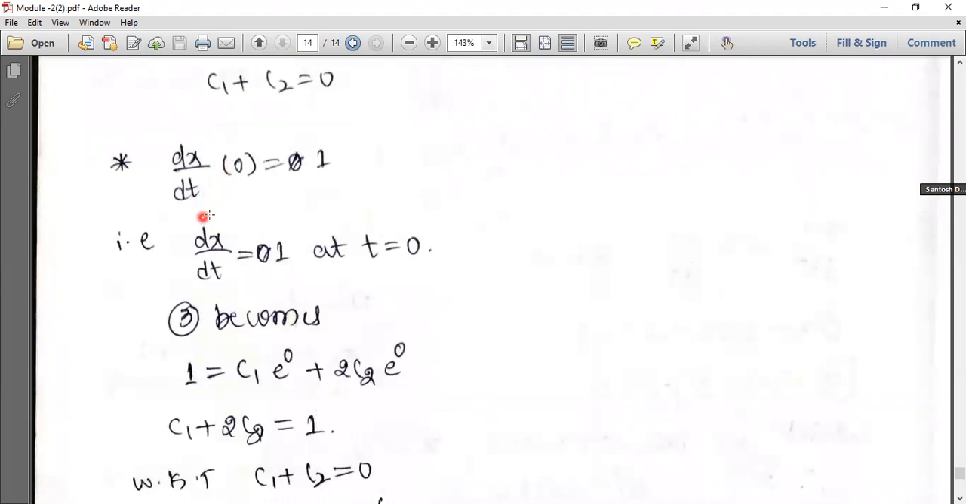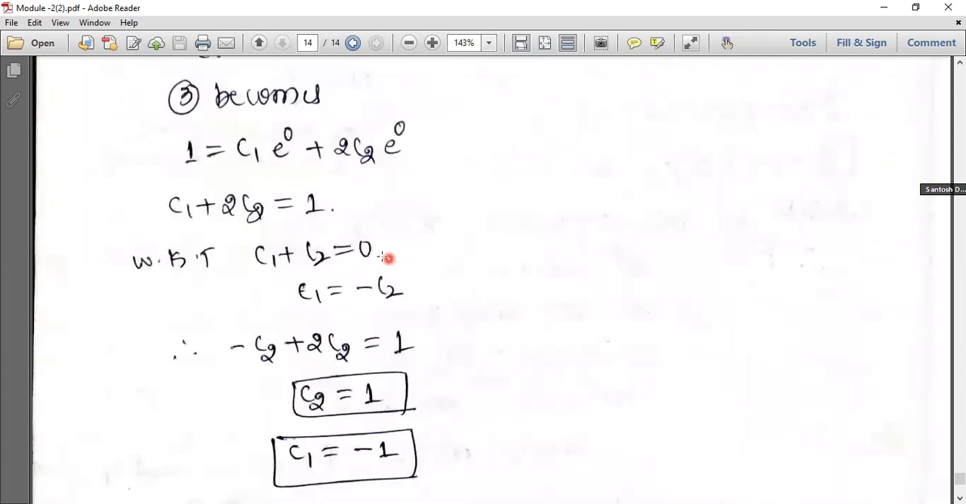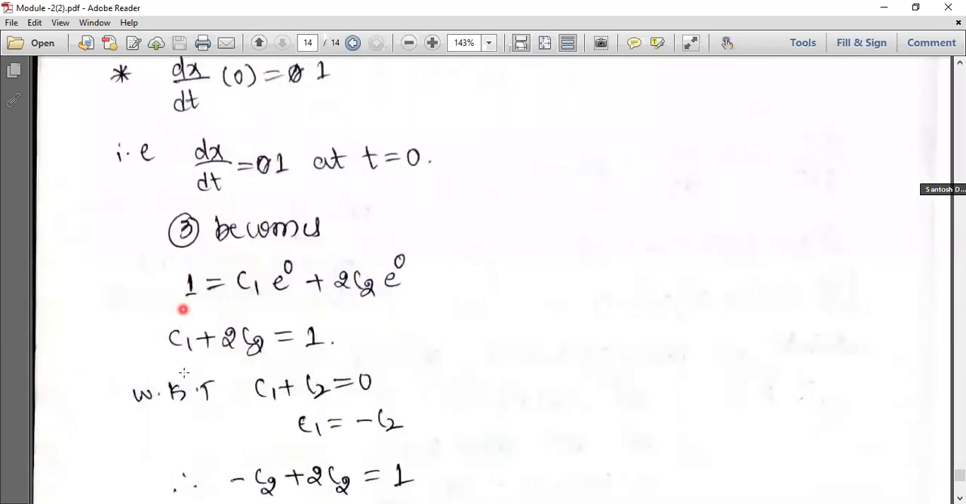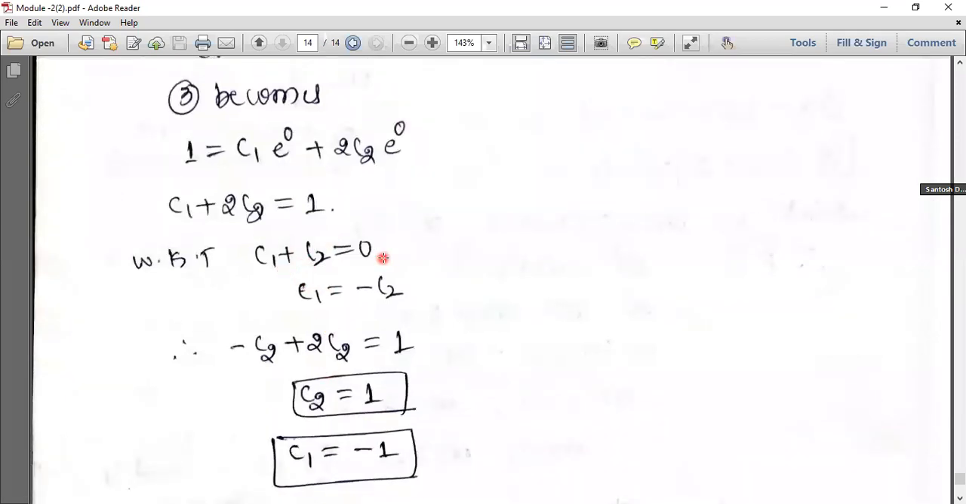Next, dx by dt at the point 0 is equal to 1. Means dx by dt is 1 at the point t is equal to 0. So substitute in equation 3: dx by dt, that is 1, is equal to c1 e raised to 0 plus 2c2 e raised to 0. So c1 plus 2c2 is equal to 1. And c1 plus c2 is equal to 0, so c1 is equal to minus c2.